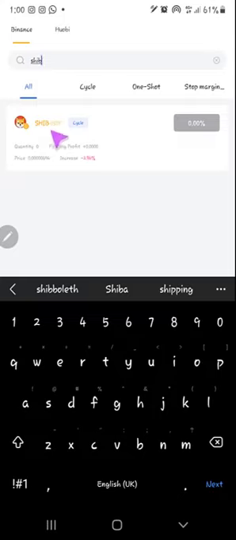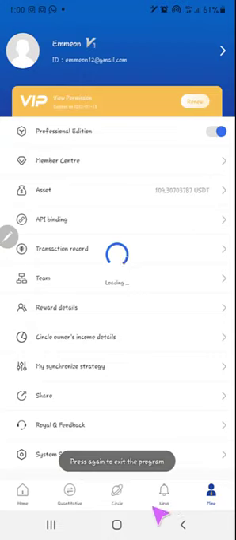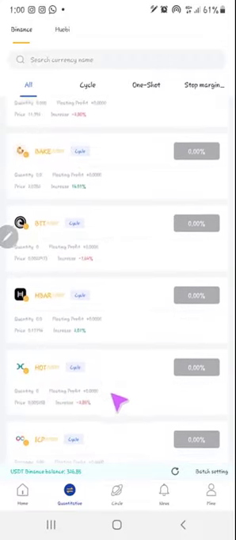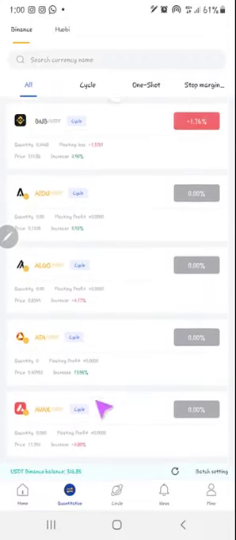SHIB is out. I just use this as an example. And you can also see several other shit coins. You can see all these ones. All right, they might not be shit coins, but they are just available under the professional mode.